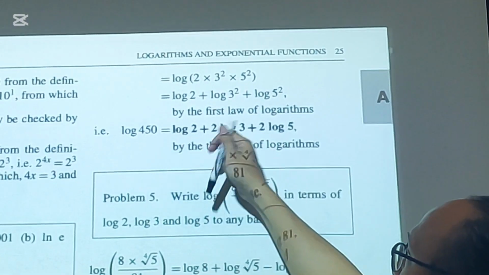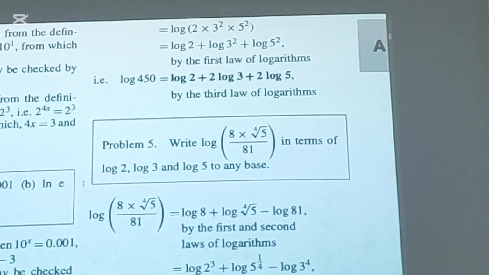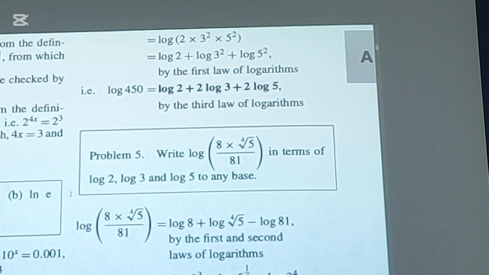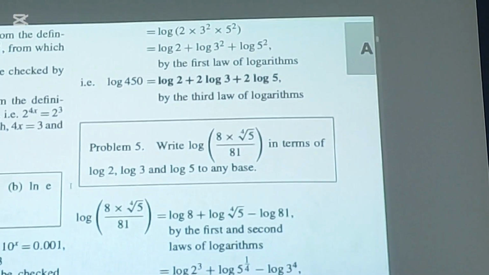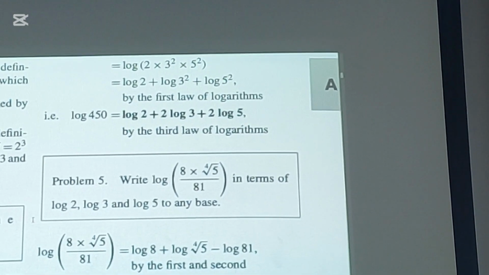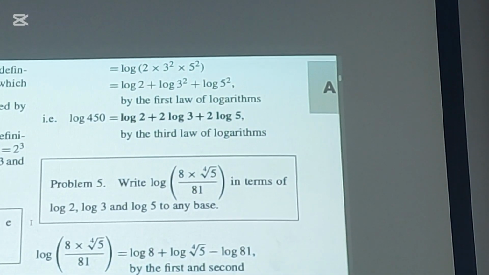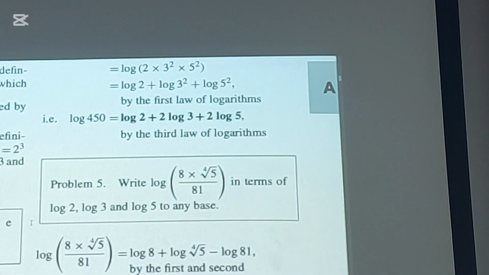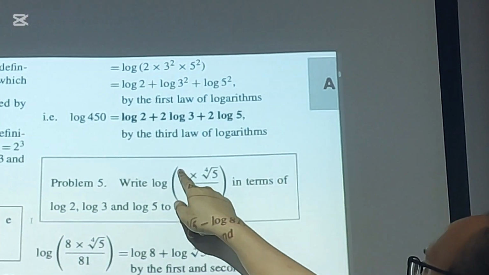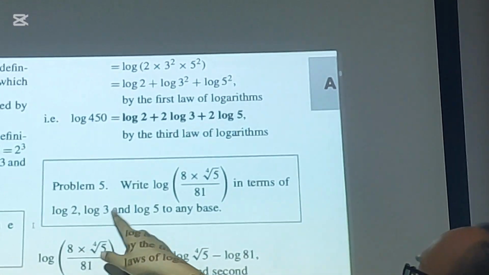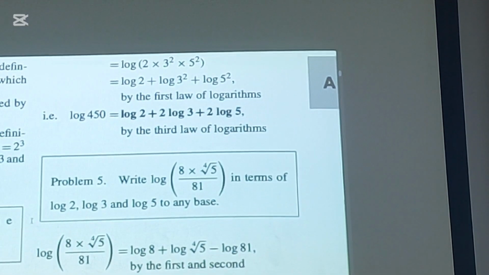So you can change, right, log 8 multiplied by 4 whole square with 5 divided by 81. And please change into terms of log 2, log 3 and log 5. So you have to change all of these numbers using 2, 3 and 5.